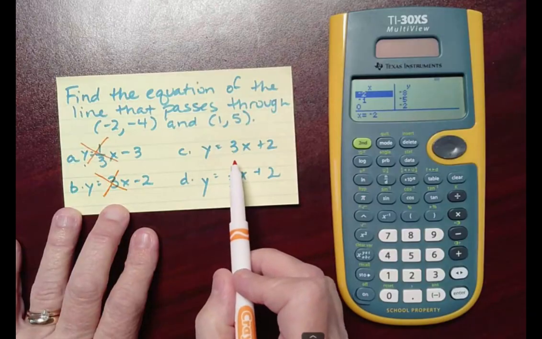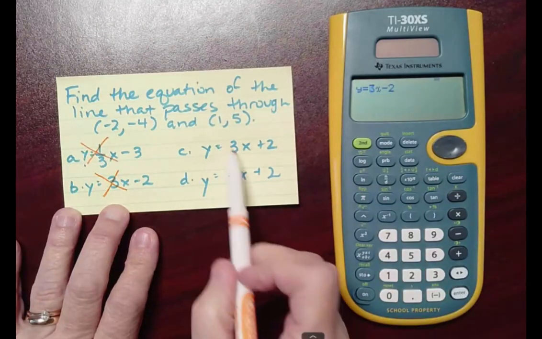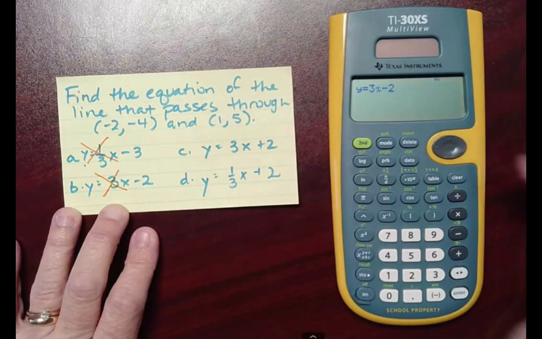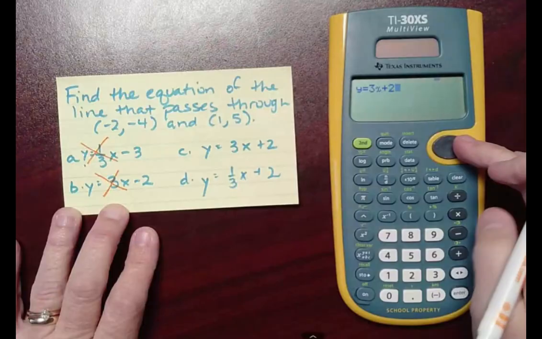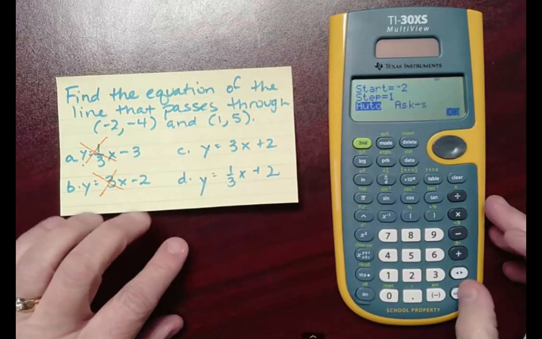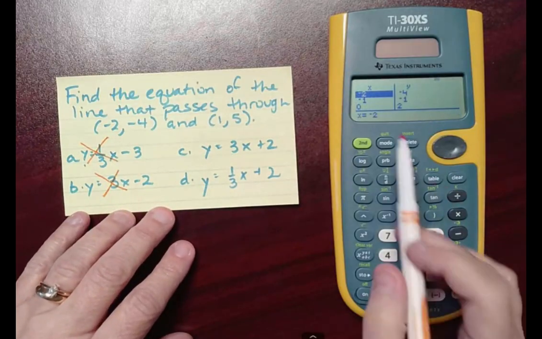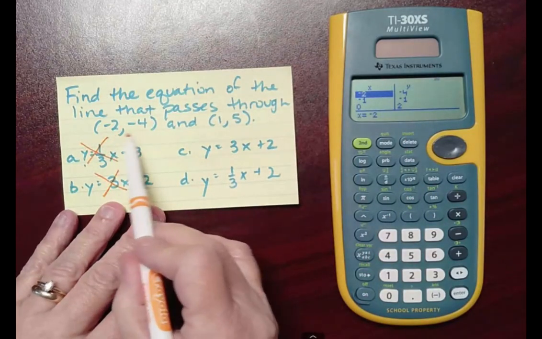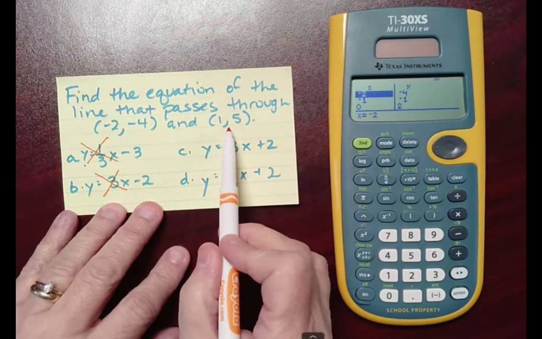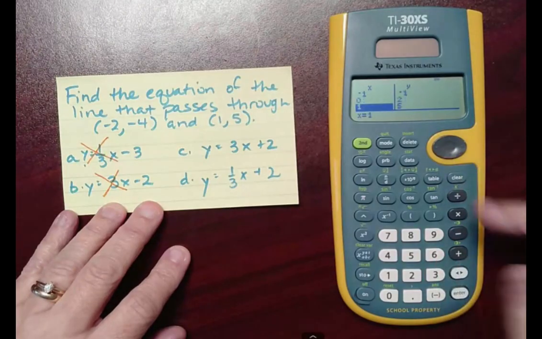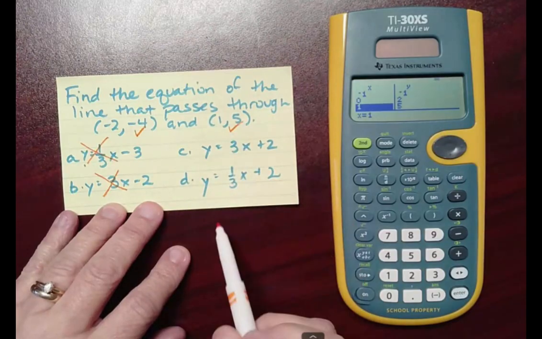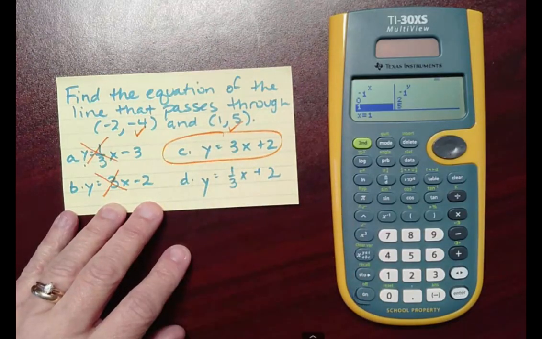Let's go to answer choice C. We'll hit our table button. Now instead of 3x minus 2, I have 3x plus 2. I don't have to delete the whole thing. I can just go over here and change that minus to a plus. Hit enter. Leave my start value at -2. Scroll down to OK. And I have -2, -4. Well, that's good. It's on there. But that's not enough. We also have to make sure 1, 5 is also on there. So I'm going to scroll down, and there 1, 5 is also there. This one was on that line, and this one was on that line. So that is my answer.